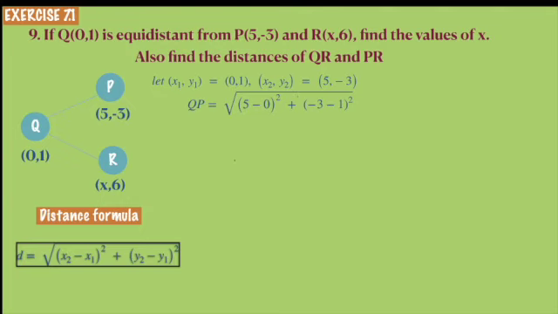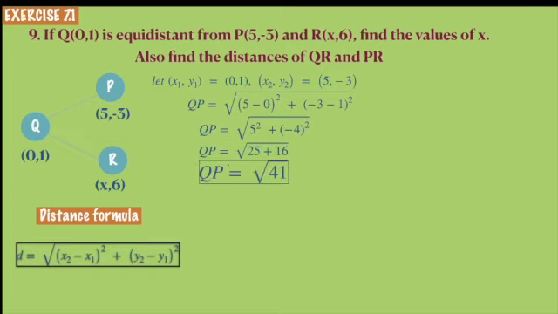Simplification. QP is equal to 5 minus 0, which is 5, so 5 square, plus minus 3 minus 1, which is equal to minus 4, so minus 4 square. Again simplification. 5 square is 25. Minus 4 whole square is 16. QP is equal to root of 25 plus 16. QP is equal to root 41. That is my first answer.